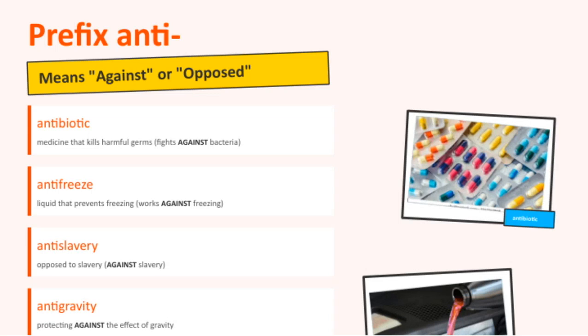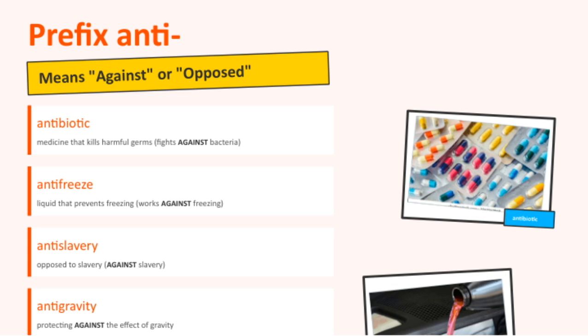Let's take a closer look at the prefix anti. As you can see on this slide, it means against or opposed. For example, antifreeze is a liquid that prevents freezing, so it works against the cold. Similarly, antibiotic is a medicine that fights against harmful germs like bacteria. Then there's antithesis, which means the complete opposite of something, highlighting contrast.